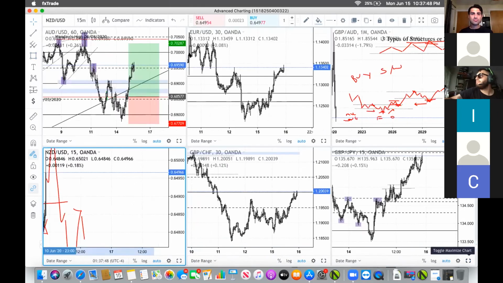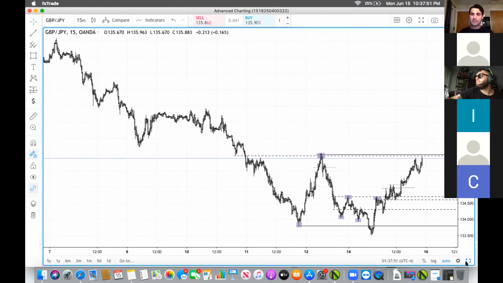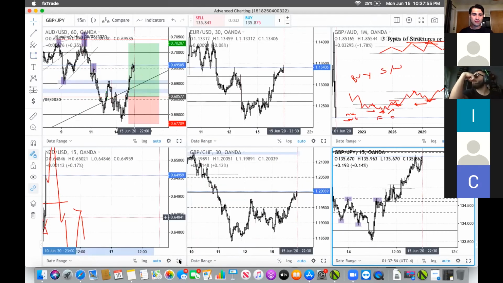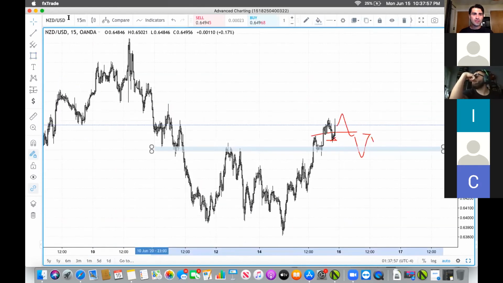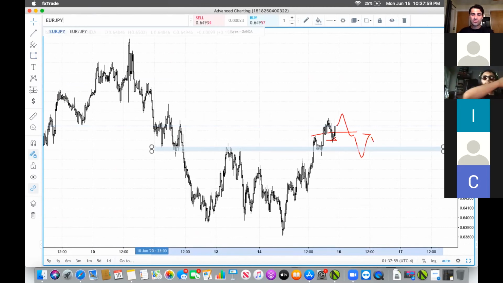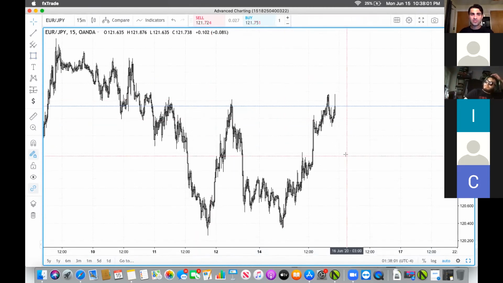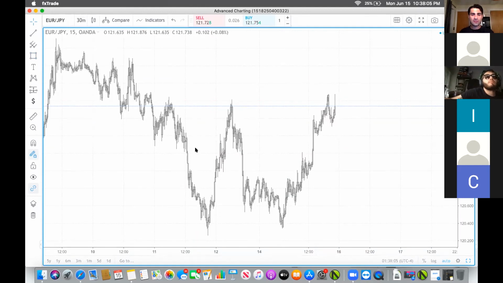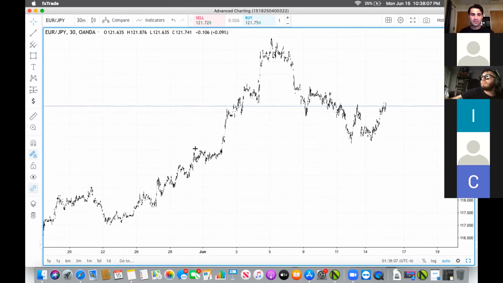But let's go ahead and pull up the Euro Japanese yen, and I'm going to show you guys that buy structure. It's just insane how these structures play out.